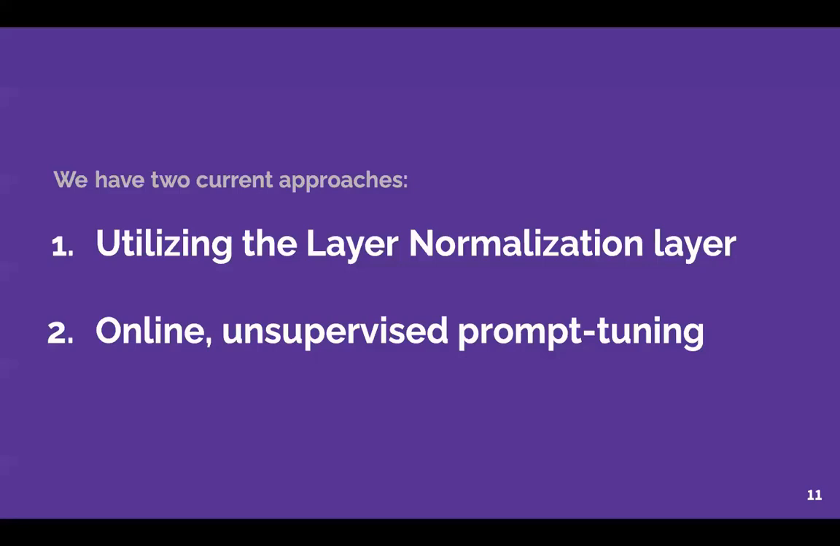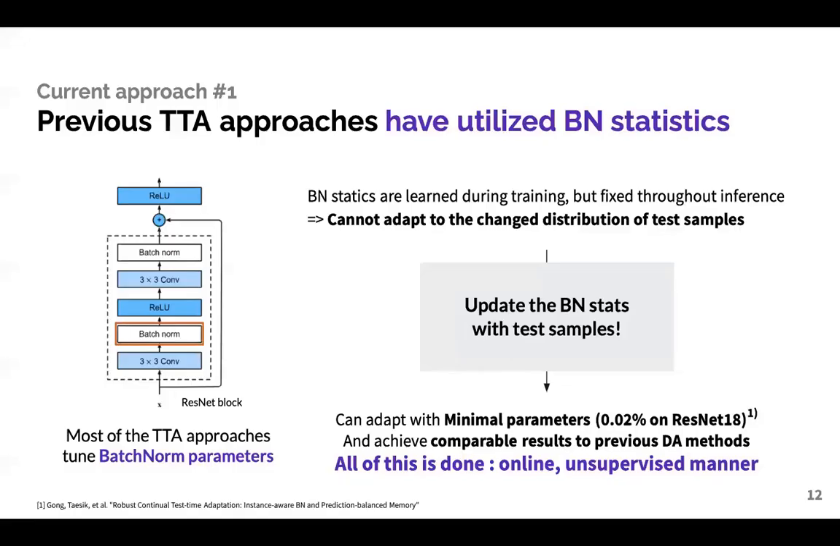We currently have two main approaches to tackle the issues and challenges of previous works. The first one is to utilize the layer normalization layer within the models. And second is to do an online unsupervised version of prompt tuning.